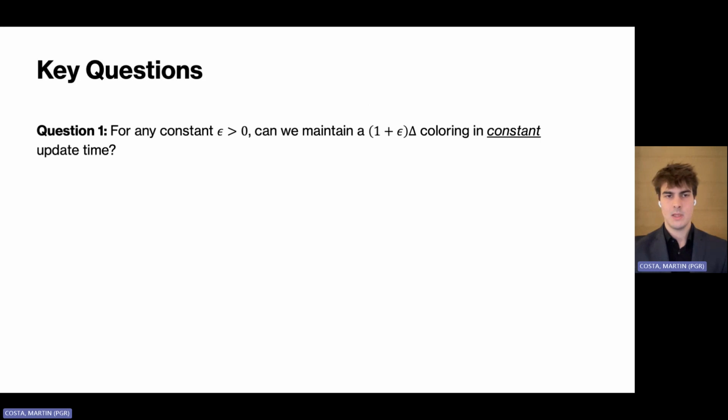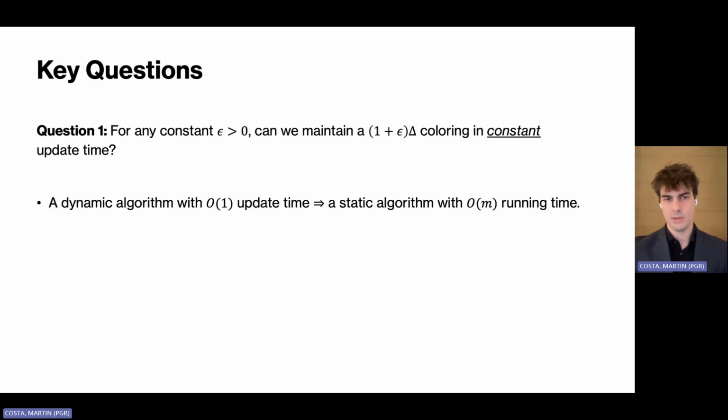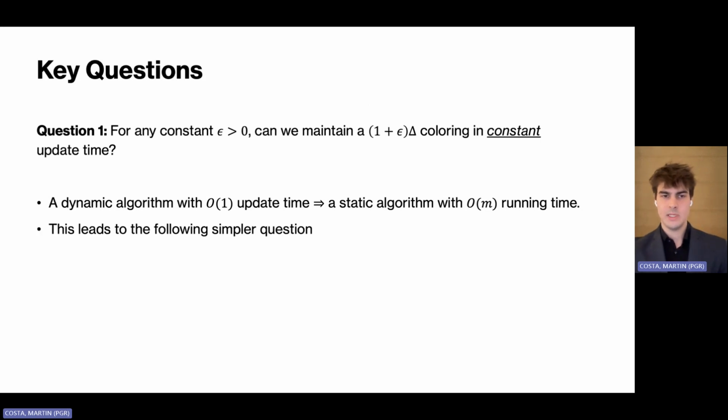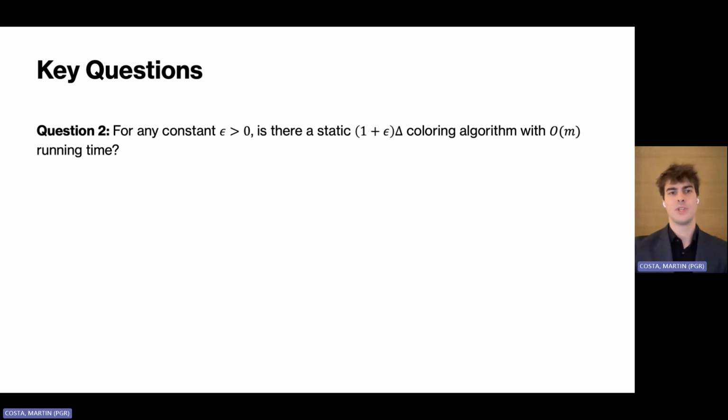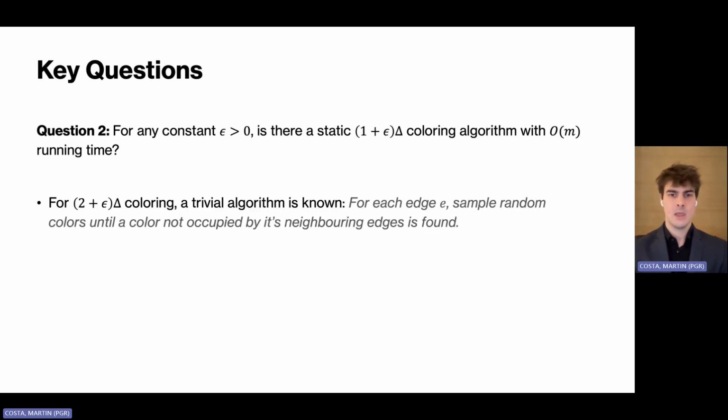Now, the first thing to note is that a dynamic algorithm that has constant update time also implies a static algorithm that runs in linear time. This is basically because we can just feed all of the updates one by one into the algorithm, and the algorithm will spend constant time per update handling these updates. And in linear time, it will construct a solution to the entire input. So this leads to the following strictly easier question, which is: for some constant epsilon, can we produce a 1 plus epsilon delta coloring in linear time, right? We really need to be able to answer this easier question in order to even try and tackle question 1, which is much harder.